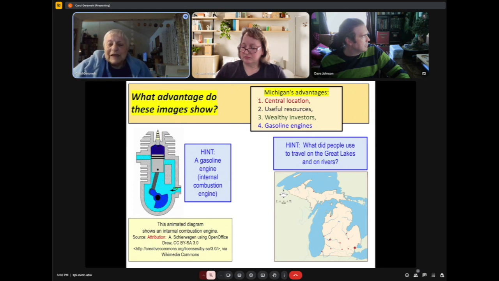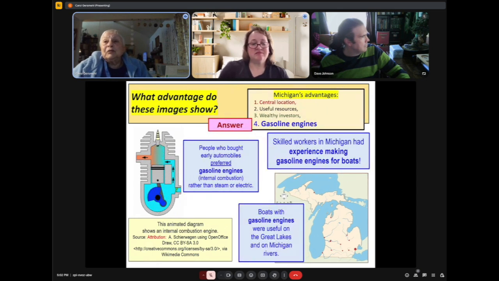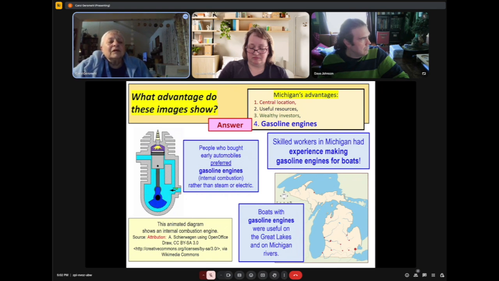Last, you've probably guessed, if we put a gasoline engine together with a Great Lake, we had people experience making gasoline engines. And the next step was to put the gasoline engine onto a carriage or a wagon or a cart and make the wheels go.